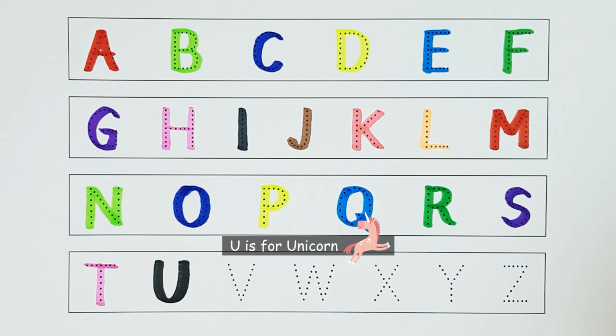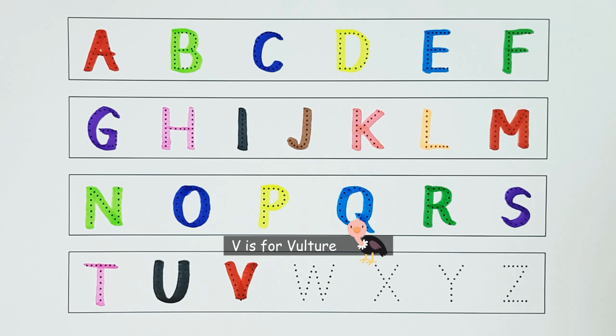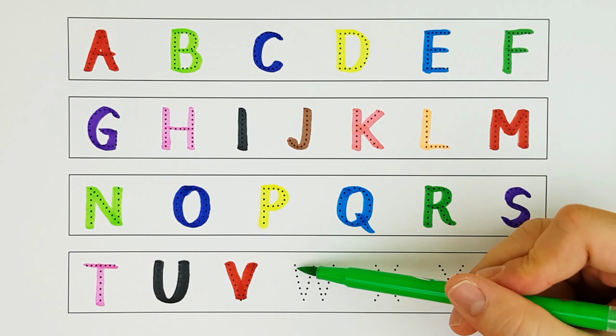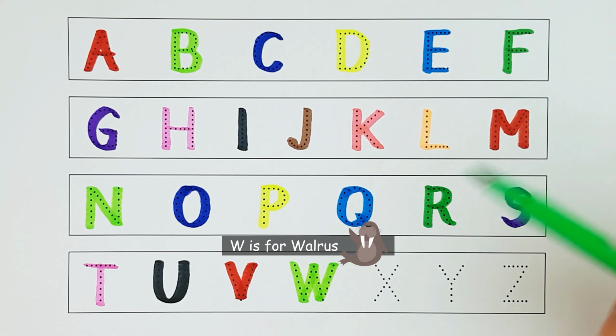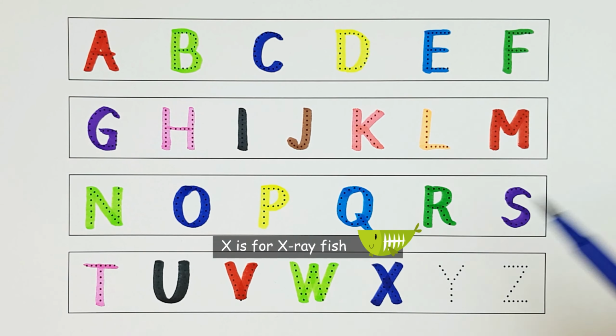U is for unicorn. V is for vulture. W is for walrus. X is for X-ray fish.